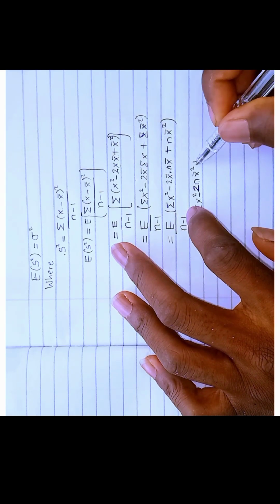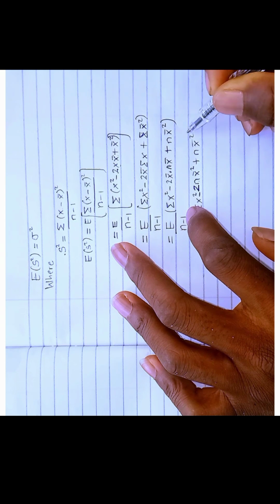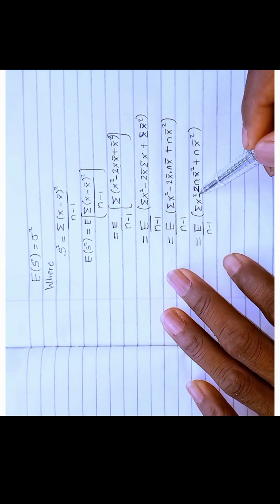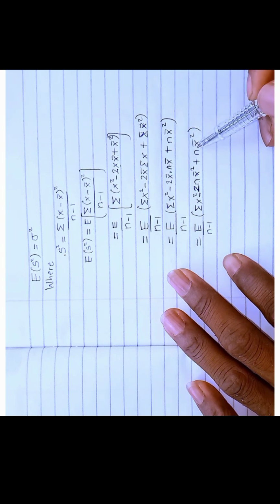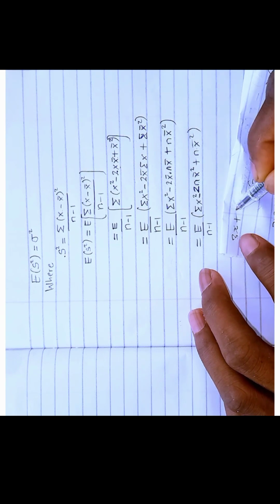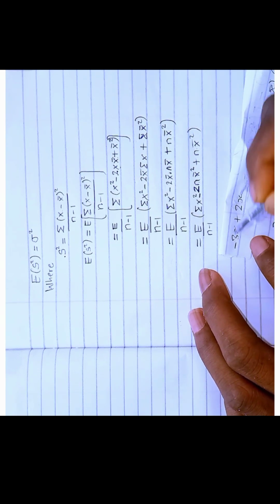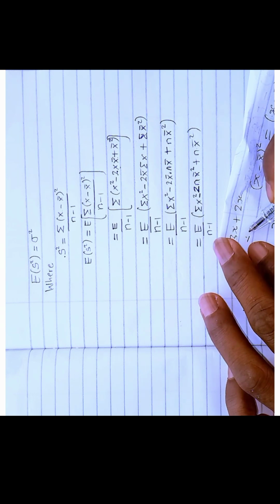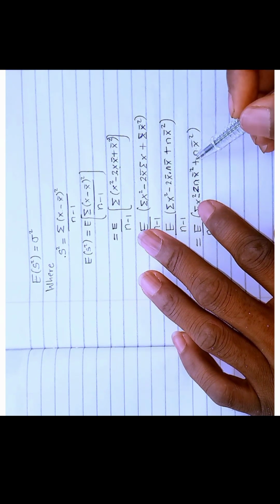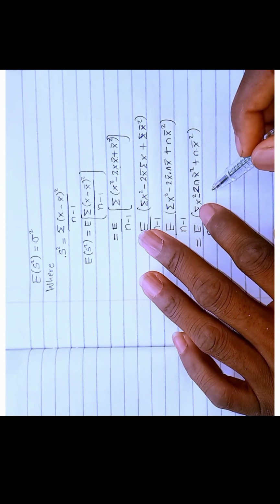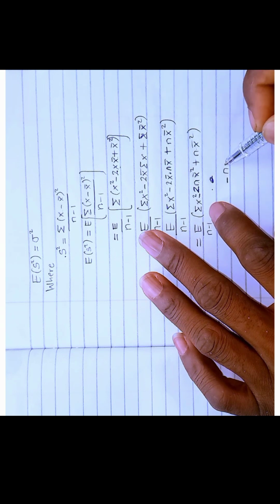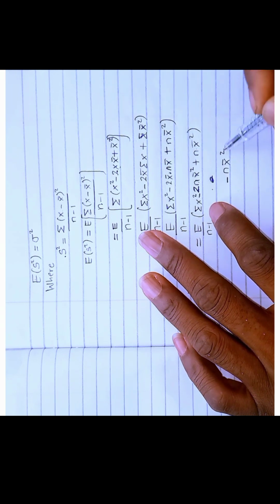So now plus n x bar squared. Now you see you have two of these with negative sign and positive sign. That means, for instance, you have 3x plus 2x minus 3x plus 2x; automatically we know we are going to be having minus x, right? So in this case, minus 2n x bar squared plus n x bar squared will give us minus n x bar squared.